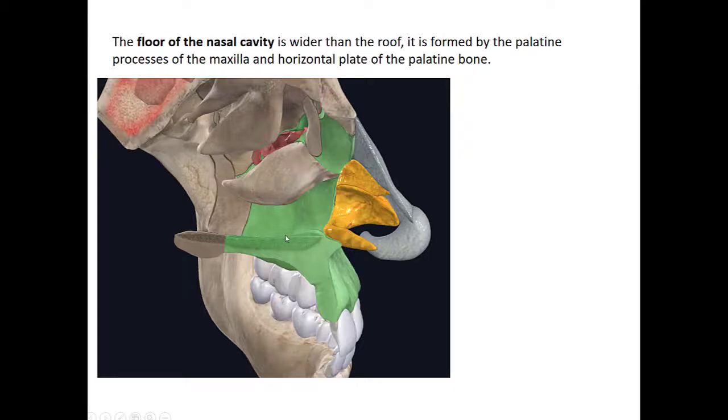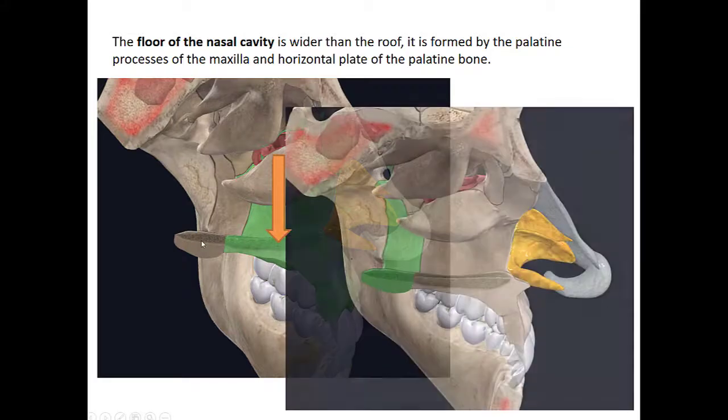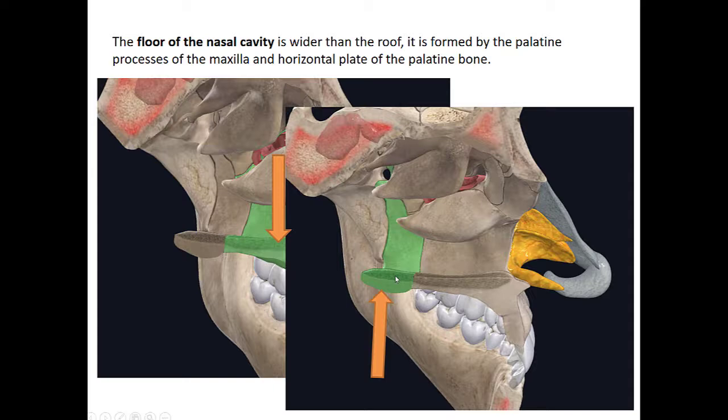The floor of the nasal cavity is going to be a little bit wider than the roof, and it'll be formed by the palatine process of the maxilla, which we can see just about here, and the horizontal part of the palatine bone, which is back here.